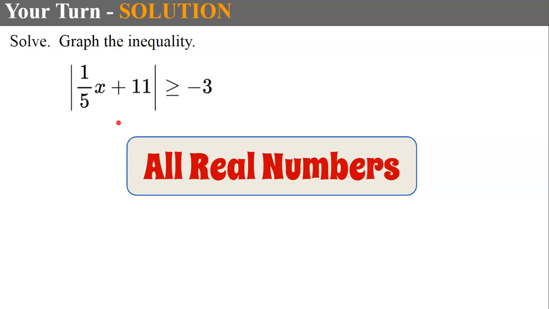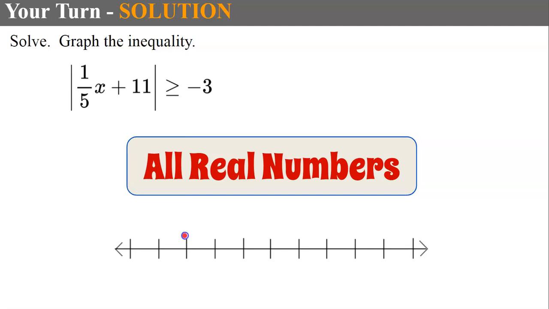So it's all real numbers. Any value that you put in here is going to result in something that is greater than -3 or equal to. It will never be equal to, right? But it will always be greater than. So our solution set, graphed, would be the entire number line. All real numbers.